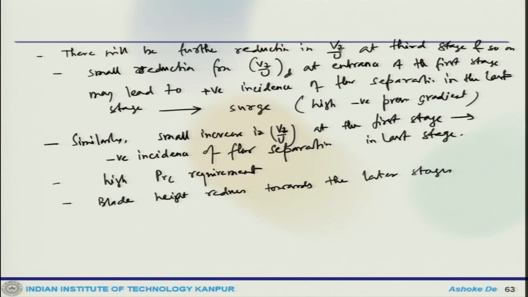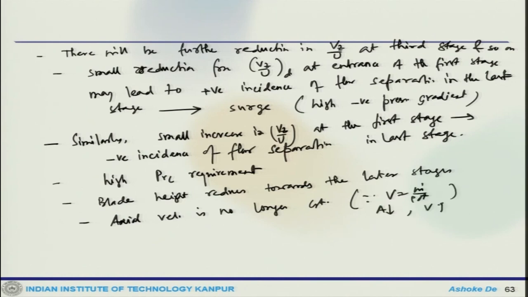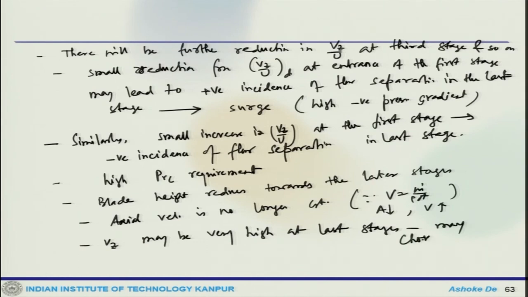Now, during starting there is no variation in density, and it remains low until the compressor is working properly. So, axial velocity is no longer constant, because V is m dot by rho A; A reduces, so V goes up. So, Vz can be very high at the last stages and may choke the flow, okay.